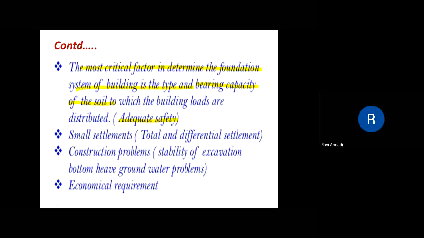Economic requirements also matter: how much budget is allotted for the substructure. All these things are to be taken into account before deciding any type of foundation. So these are some of the requirements for the foundations.